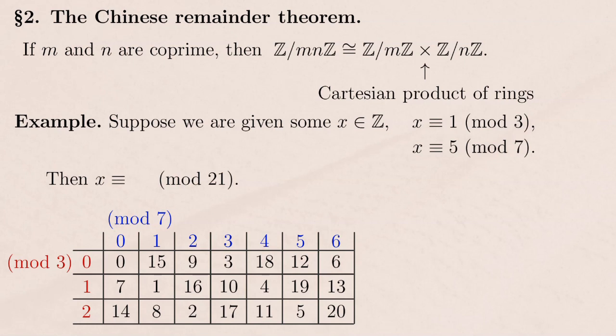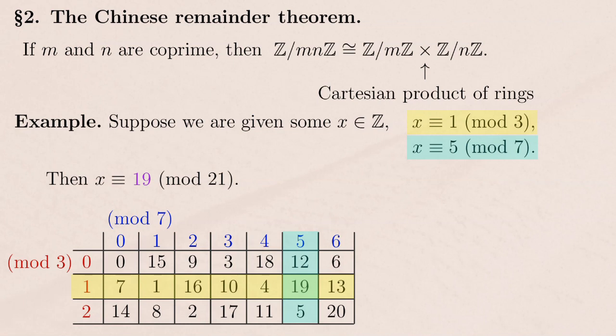Notice that we've used all the integers from 0 to 20, and 21 would end up back in this top left corner. The upshot is, encoding a value mod 3 and a value mod 7 is equivalent to encoding a value mod 21. This table is how you translate between the two. So if x is 1 mod 3 and 5 mod 7, then it must be equal to 19 mod 21. So if we know something mod 3 and mod 7, then we also know it mod 21. We don't need to calculate it again.